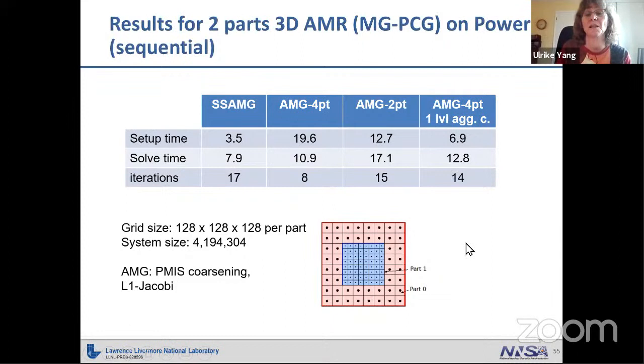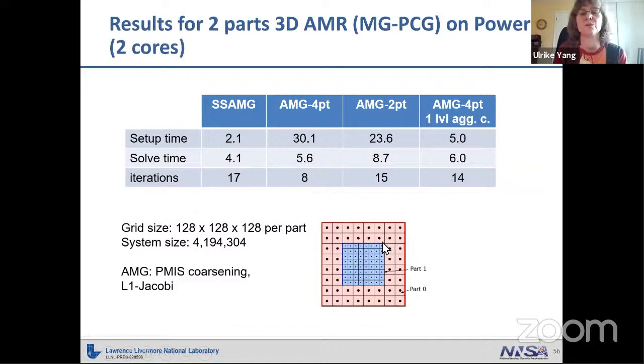Now, running the same thing on two cores here, so have these two things running in parallel. We do see here that our setup times increase. So we have some real issues here with communication for these problems apparently, but it's okay here with using the one level of aggressive coarsening. So we do see here again, this gives you really good performance.